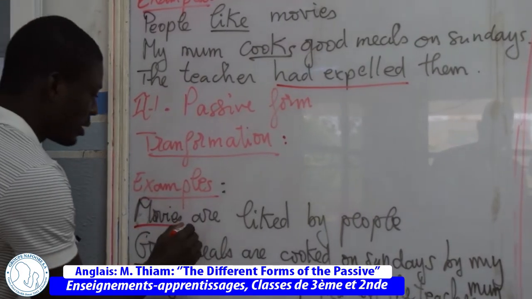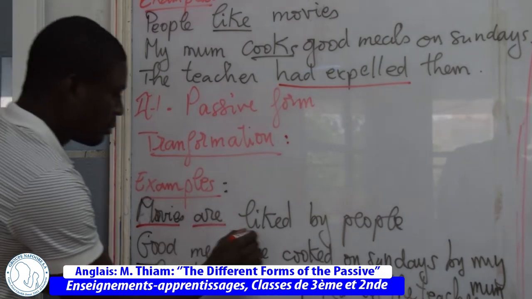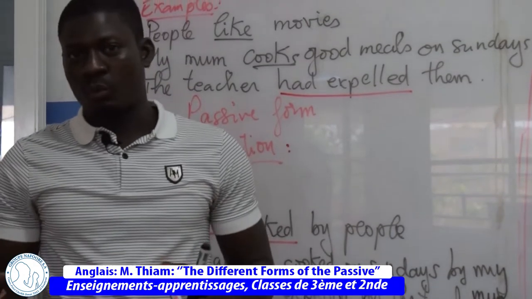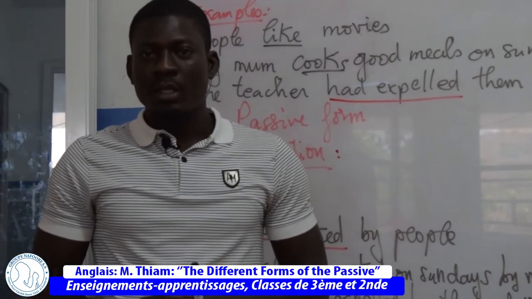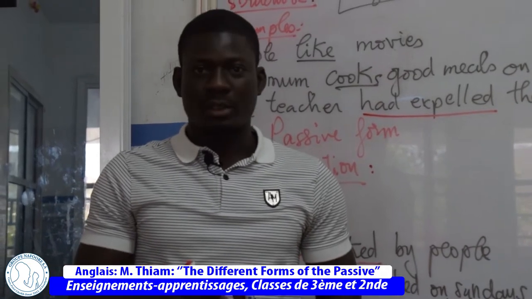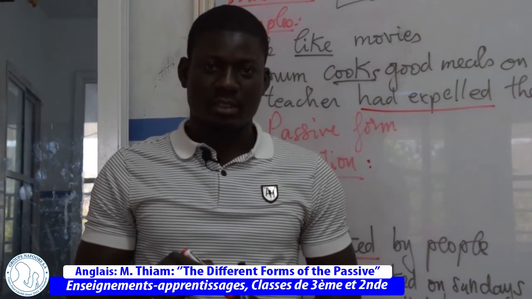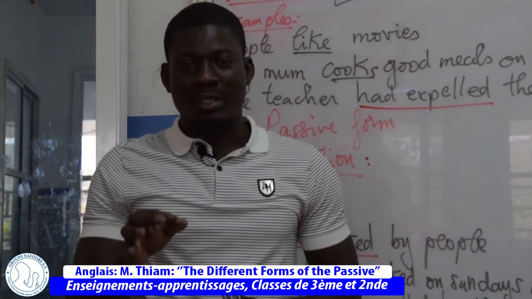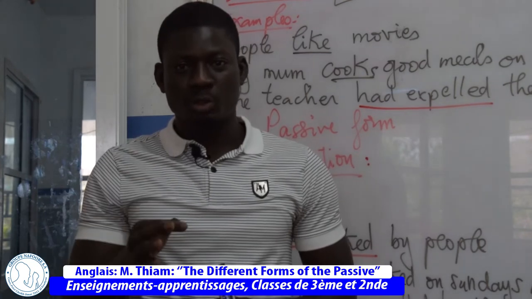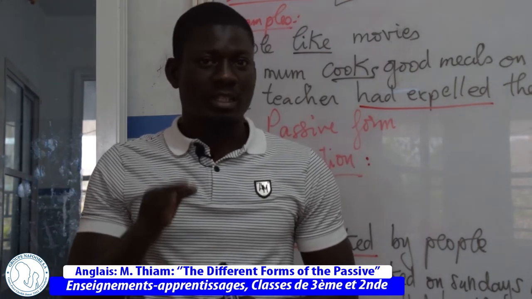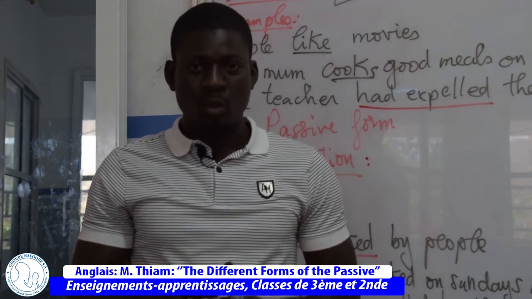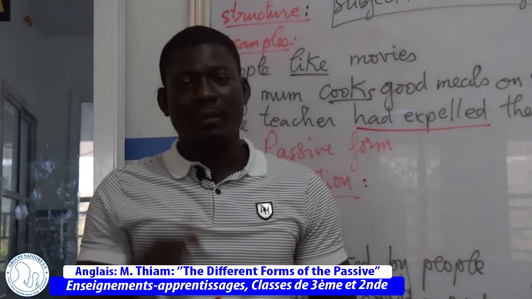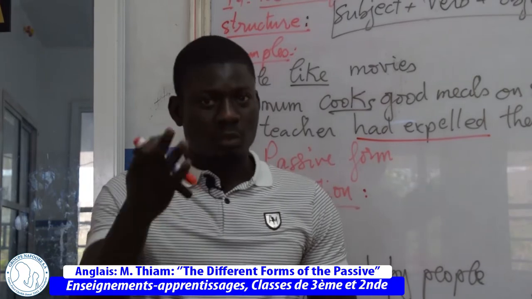Subject plus to be plus past participle, meaning in all cases in the passive form, the subject will become the object and the object will become the subject. But there is one thing you need to understand, you need to focus on. In the passive form, we always use the past participle and the auxiliary to be. The past participle will be conjugated in the tense of the verb in the initial sentence, and then the verb will be in its base form. That's what we have here.